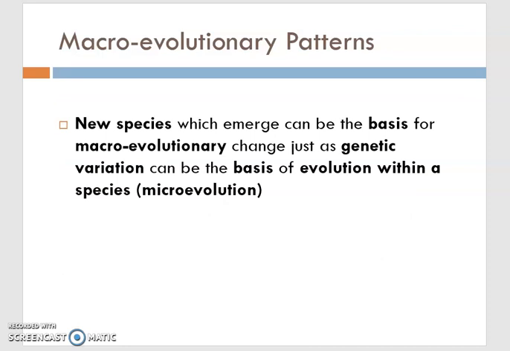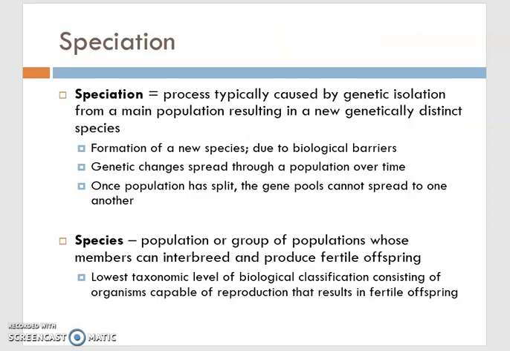When we look at macroevolution, new species which emerge can be the basis for macroevolutionary change. And then later we'll look at genetic variation as the basis for evolution within a species, or microevolution. So right now we're taking a look at the big picture. We'll also look at genetic variation, changes in allele frequencies within a species, as a way of microevolution. So speciation is one way that macroevolution happens.